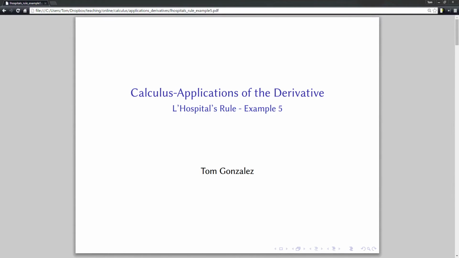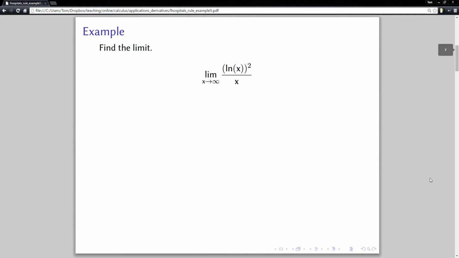In this example, we're going to take another look at using L'Hopital's rule to compute limits. In this example, we have the limit as x goes to infinity of the natural log of x, quantity squared, divided by x. So what we want to do is to take a look and see what the limit as x goes to infinity of the top is, and what the limit as x goes to infinity of the bottom function will be.